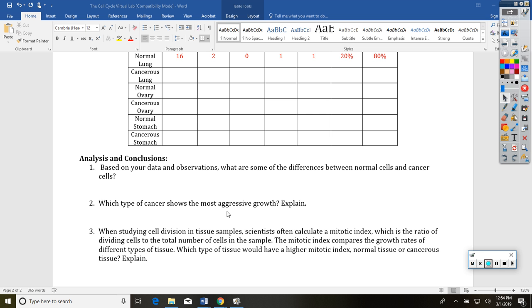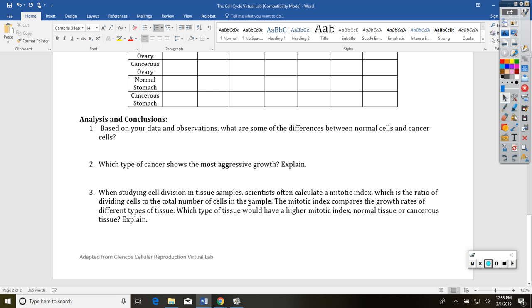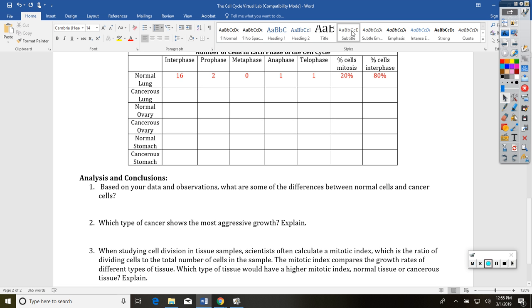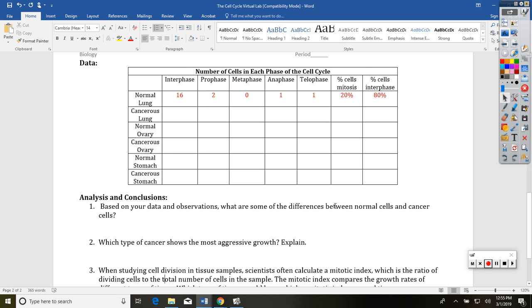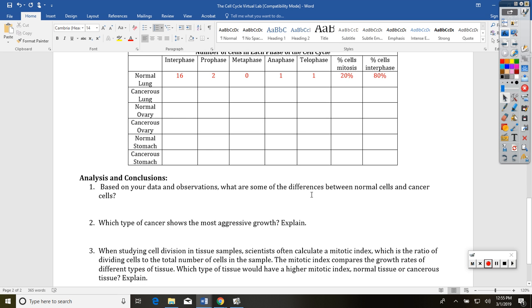Again, you're going to do that comparison when you're looking at number 2, but now we're kind of just focusing on the cancer cells. So only look at the rows that say cancer. So the cancerous lung, the cancerous ovary, the cancerous stomach. And then finally, again, you're looking at all the cells, and it talks about the mitotic index. Mitotic index is referencing that percentage of cells that are sitting in mitosis, and you're comparing the cancerous cells to the normal cells. So make sure you do all of your calculations before you answer these analysis questions.